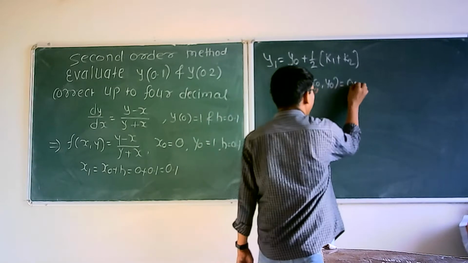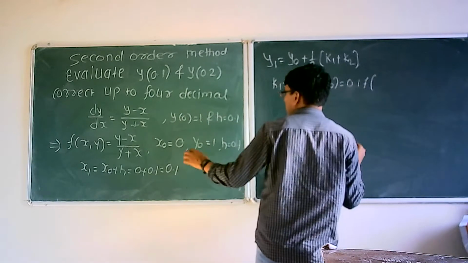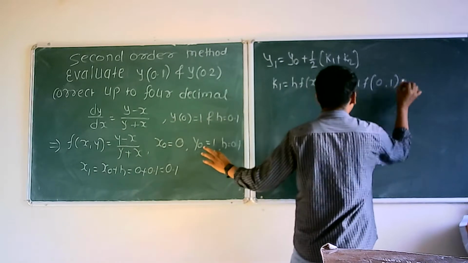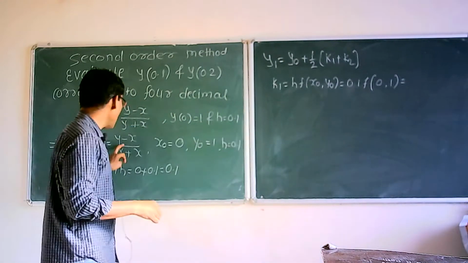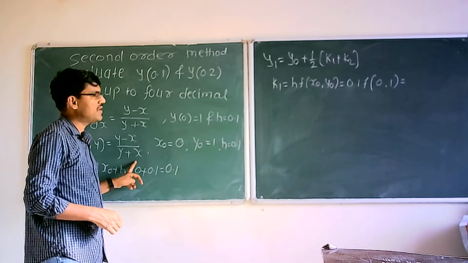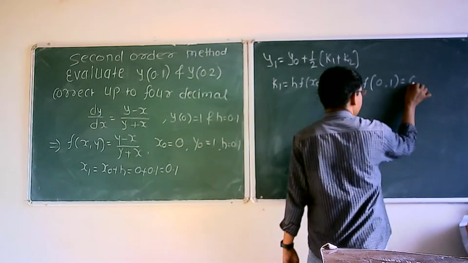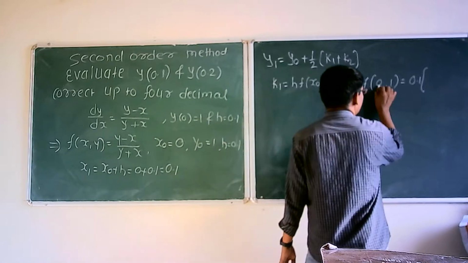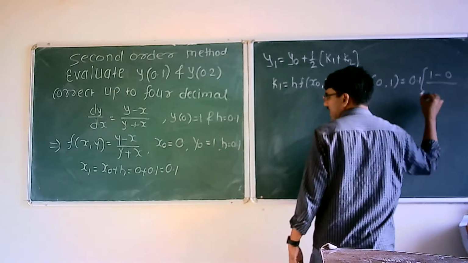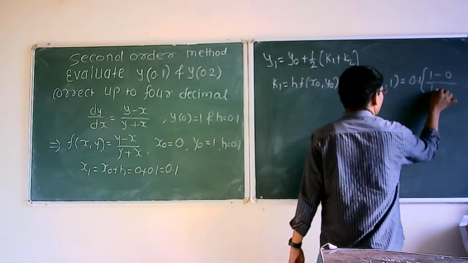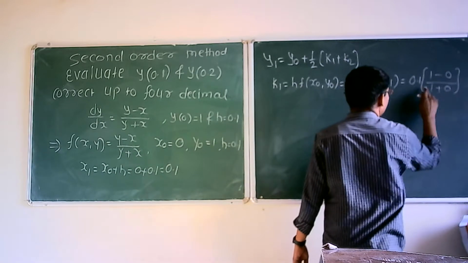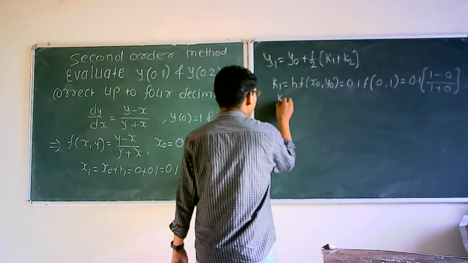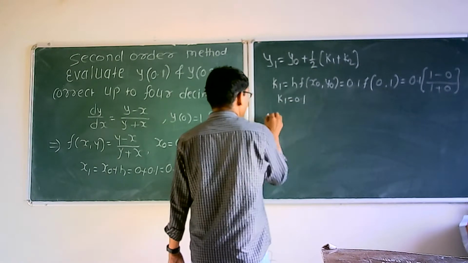So h is 0.1, f of x0 is 0, y0 is 1. And what is f of x, y? It is (y minus x) divided by (y plus x). So 0.1 inside the bracket, (1 minus 0) divided by (1 plus 0). If we evaluate this, 1 divided by 1 is 1, so 0.1. So k1 is 0.1. Now what is k2?